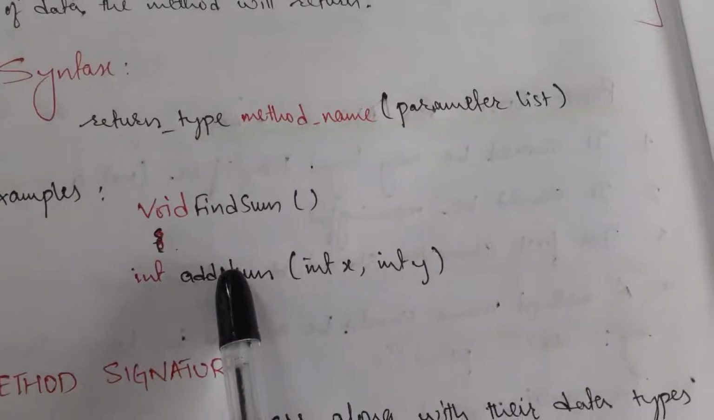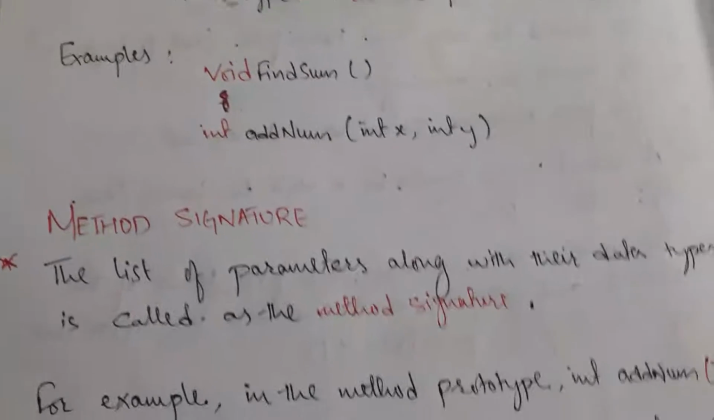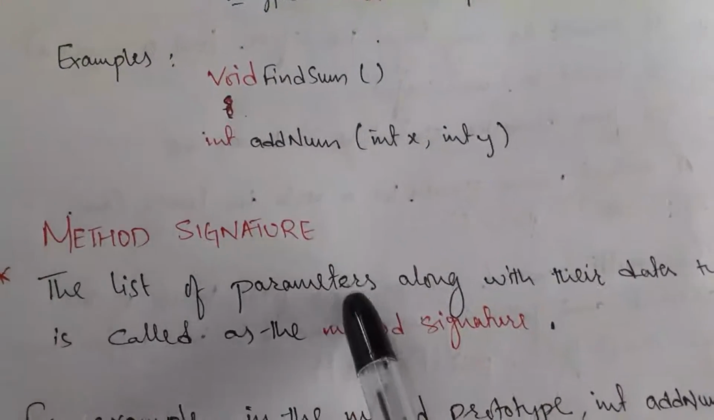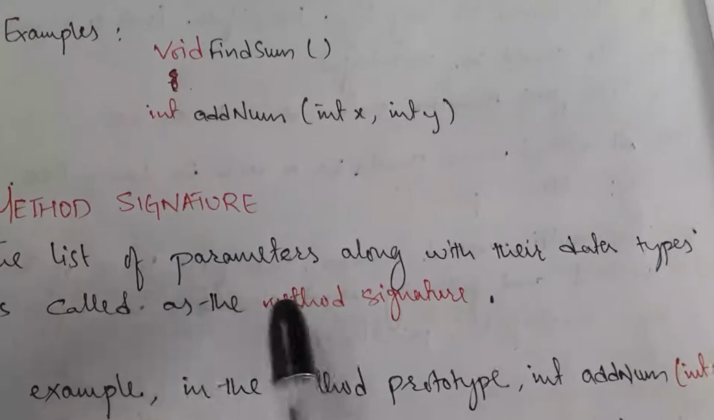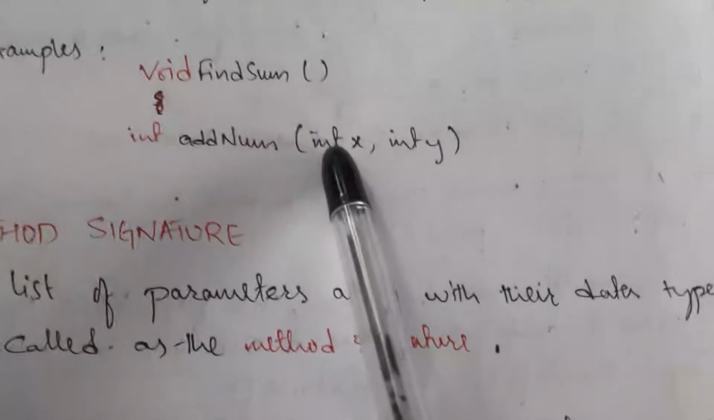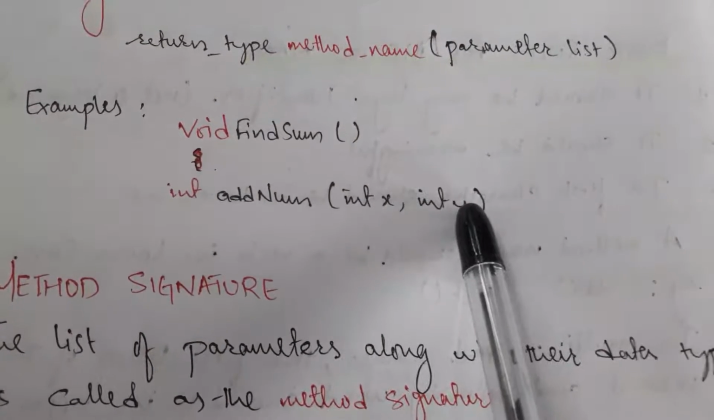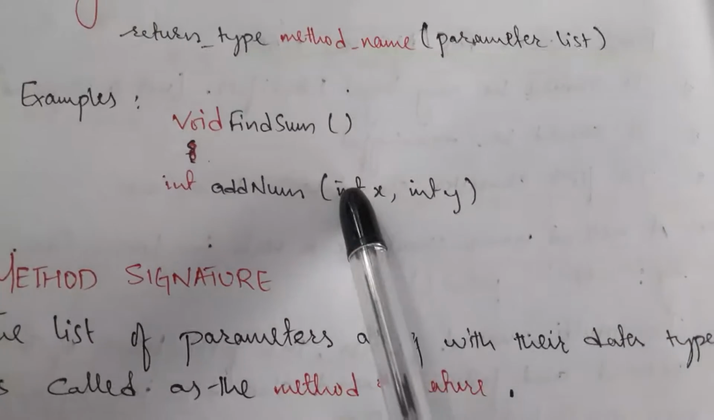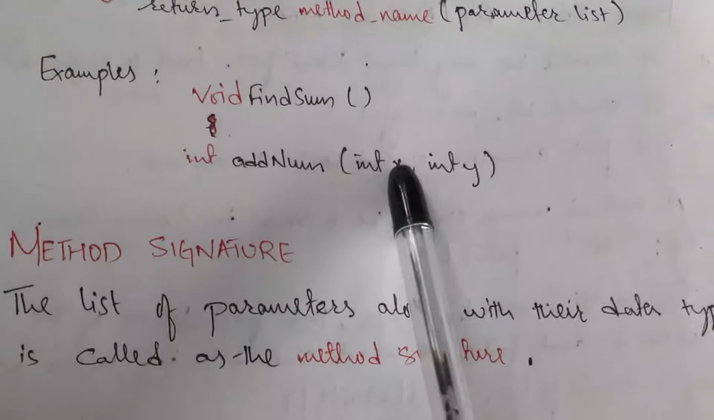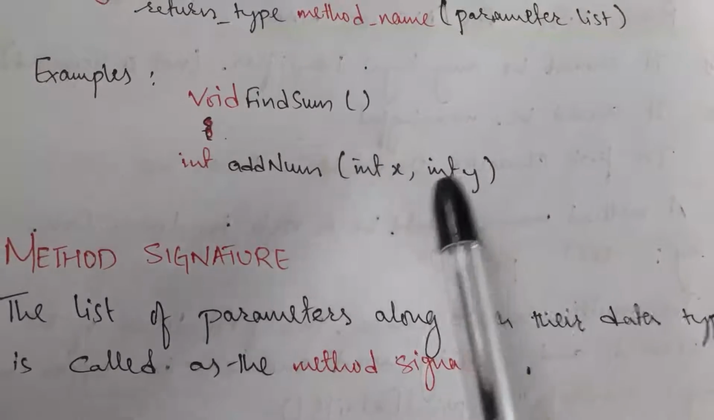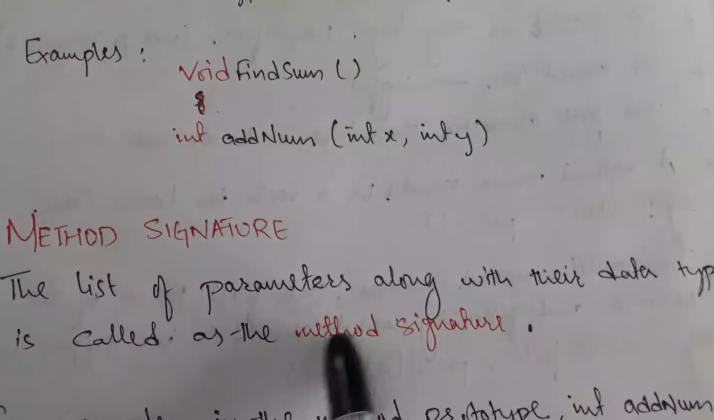Along with this, it is important to know about the method signature. What is a method signature in a method prototype? The list of parameters along with their data types is called the method signature. In the second example, x and y are the parameters displayed along with the data type, and the data type used for x and y is int. So the list of parameters along with their data types is called the method signature.